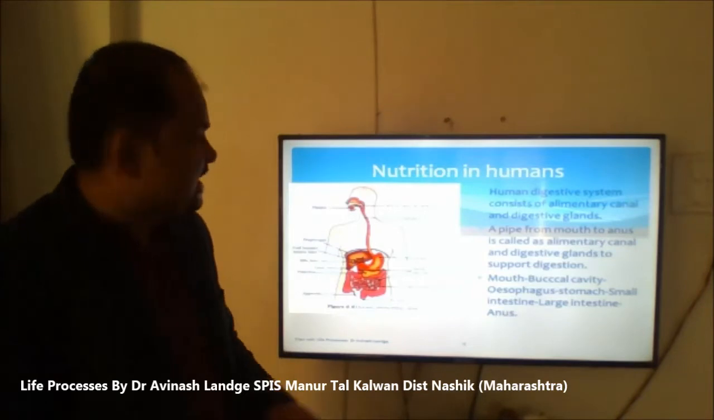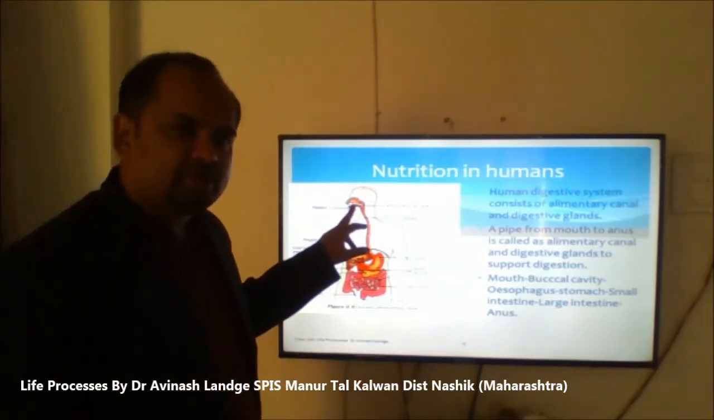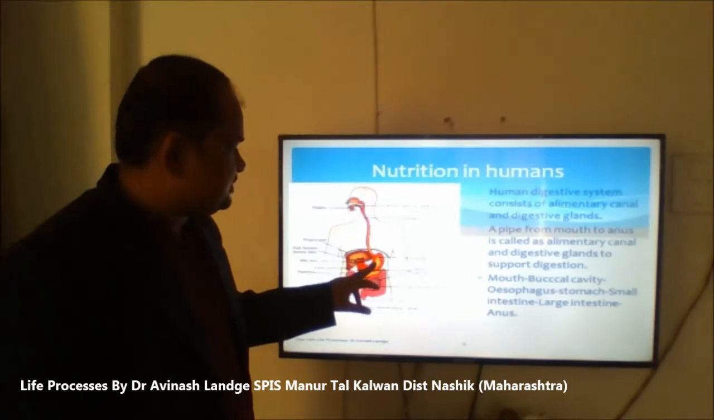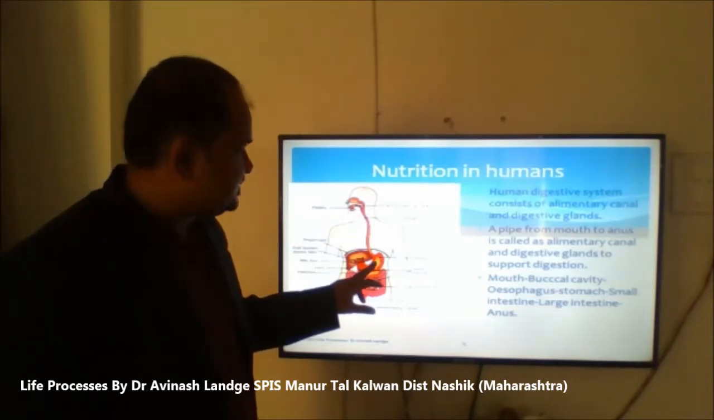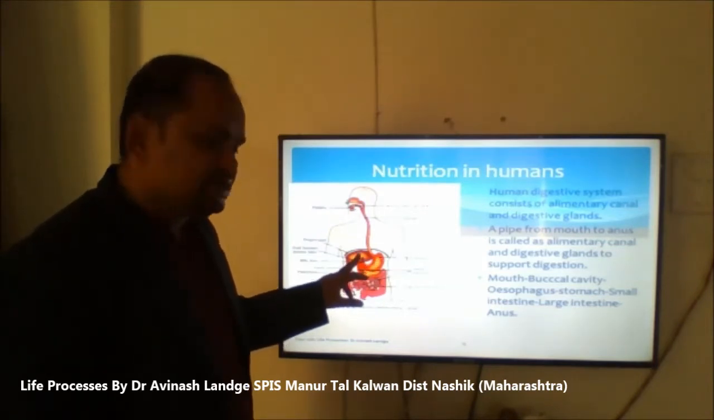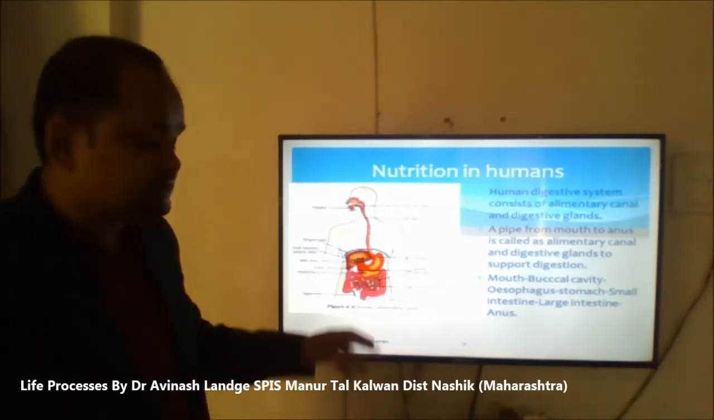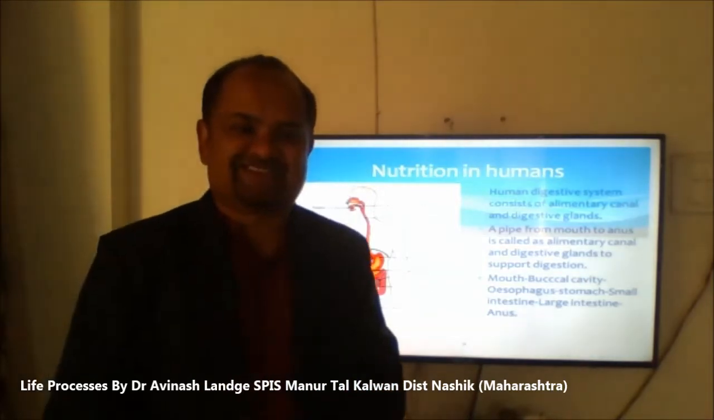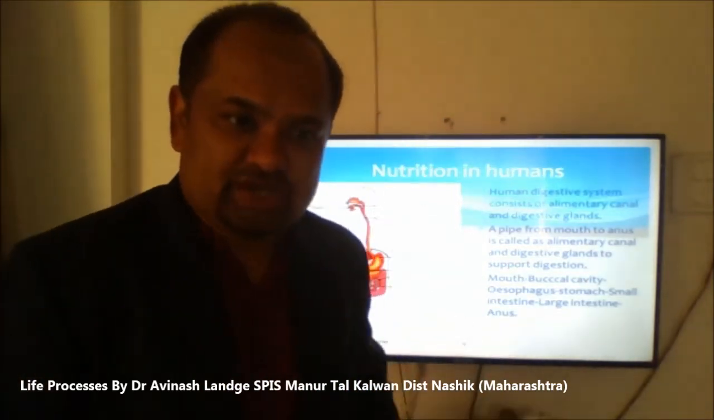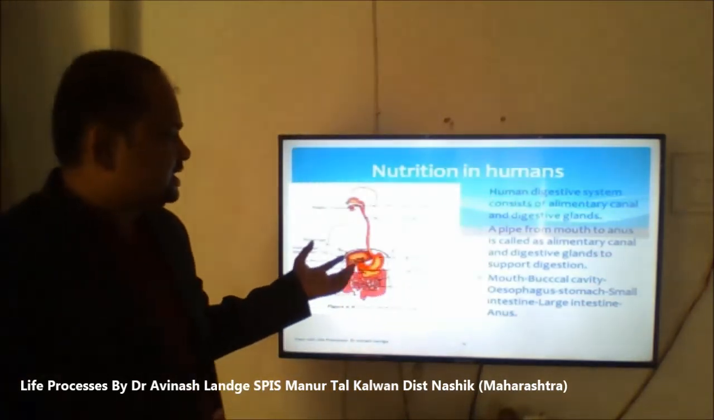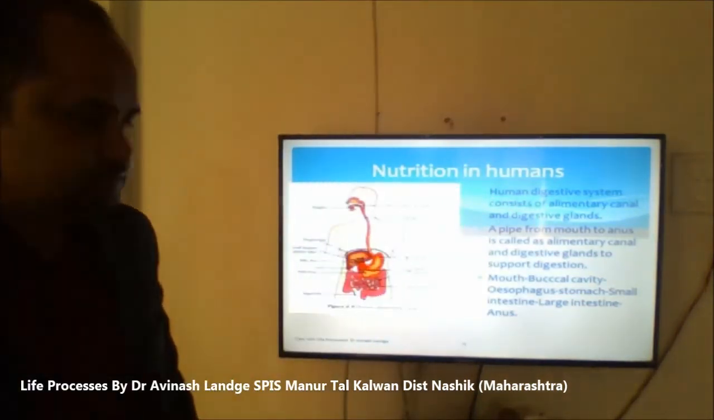And which are the glands? I told you sublingual glands are there, which secrete salivary amylase. Inside the stomach there are certain glands, in the liver there are certain glands, in the pancreas certain glands are present, as well as in the small intestine, which help to digest the food. So let us see next.